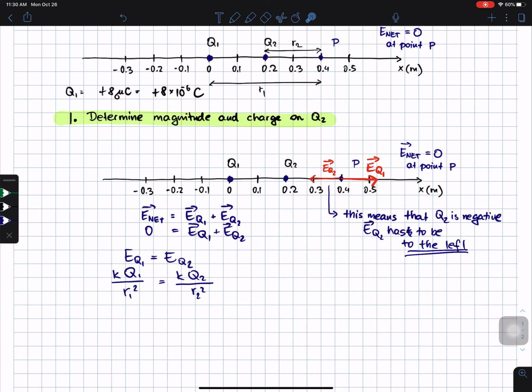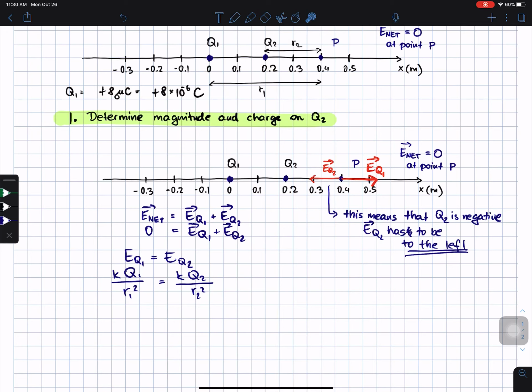Knowing the definition of the electric field and what it means, that can only happen if this charge is negative. So we know for sure that Q2 will be negative. Otherwise, if it was positive, the electric field would be also in this direction, and we would never be able to get the electric field to be 0. So that's important, and that vector diagram tells us that it has to be negative.